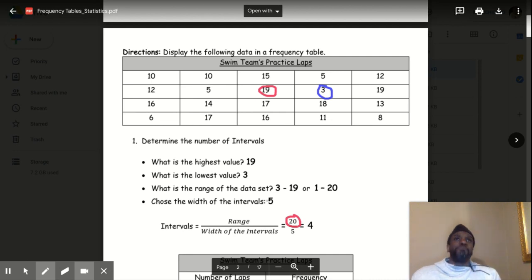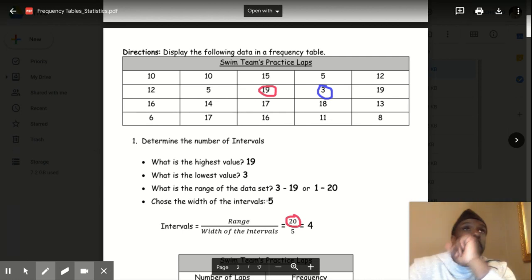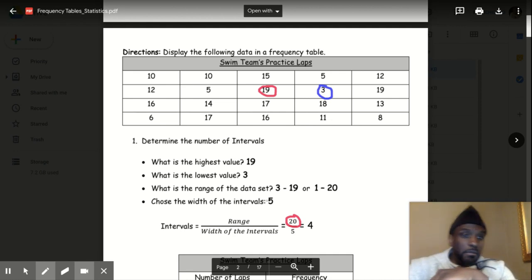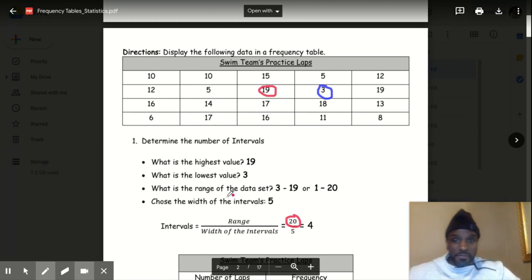What am I saying? If you're looking at 1 to 20, then each interval is going to be intervals of 5. So you are basically saying 1 to 5, 6 to 10, 11 to 15, and 16 to 20. Those are 5s. Get it? Okay, we got that information.